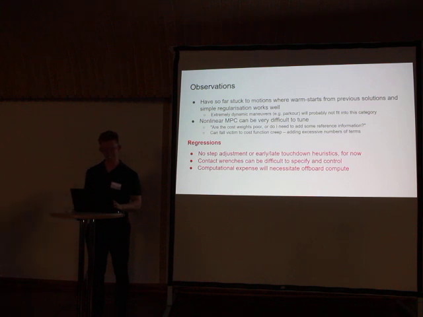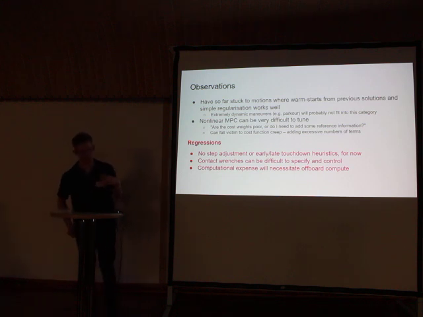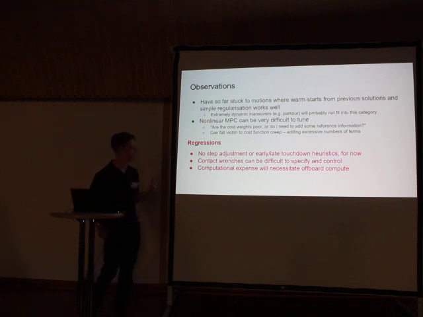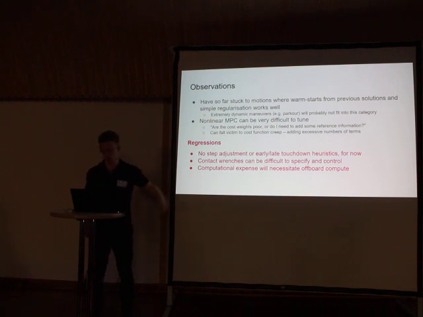So for observations, we've so far stuck to motions where warm starts from previous solutions and simple regularization work well. Parkour, which we're not necessarily interested in pursuing yet, probably won't fit into that category. MPC can be very difficult to tune, as I might have implied. It's a question of, are my cost weights poor, or do I need to add some reference information? Is my cost too sparse? And we do have some regressions from our current walking controller.